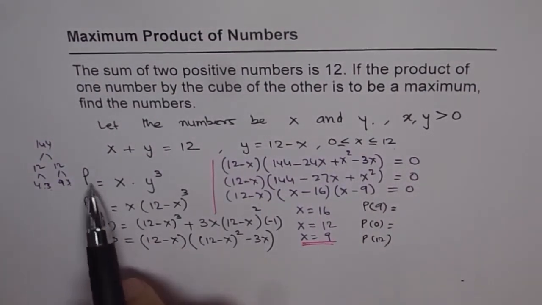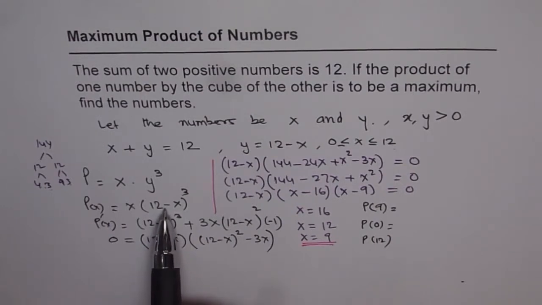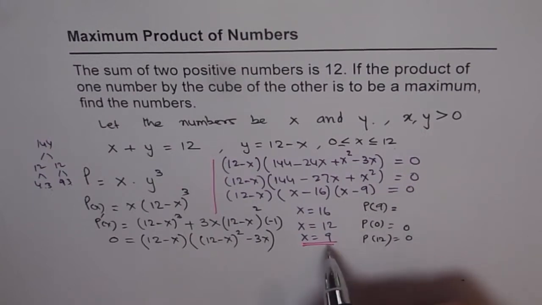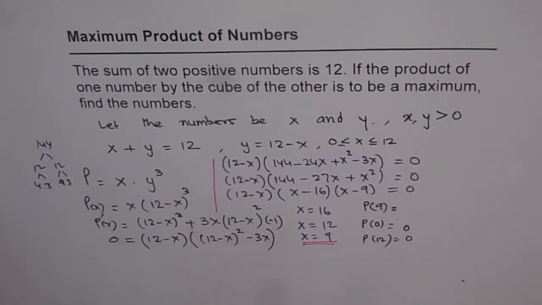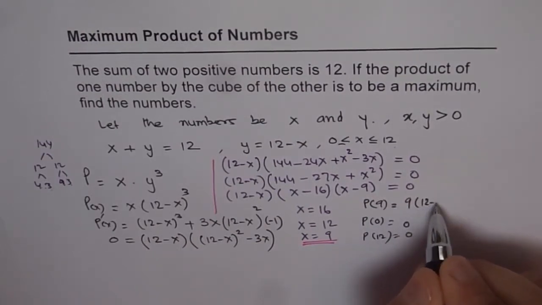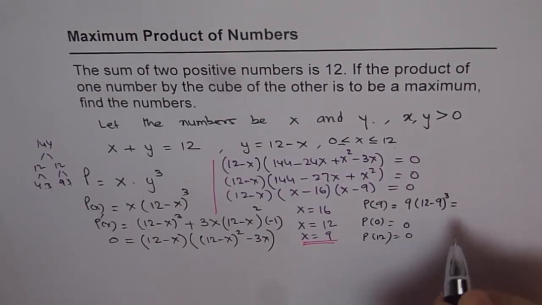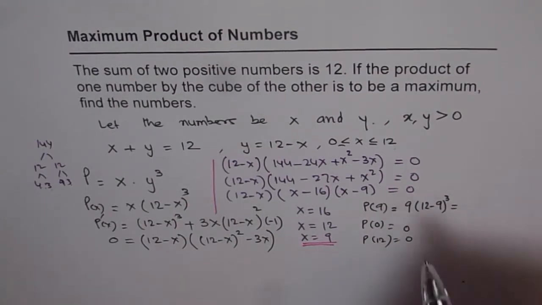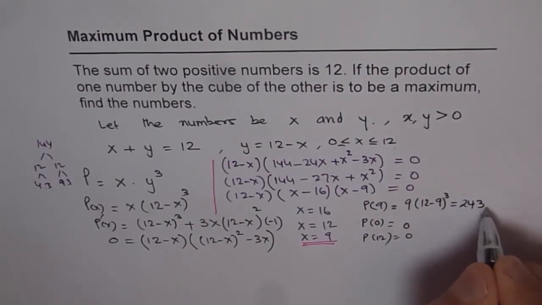If I write x as 12 here, I get 0. If I write 0, I get 0. So in these two cases, we get 0. Now here if I write 9, then what do I get? I get 9 times (12 minus 9) cubed, right? Which is, we can use the calculator. 12 minus 9 is 3, and 3 cubed is 27. So we get 9 times 27 equals to 243. So we get a product of 243, correct?